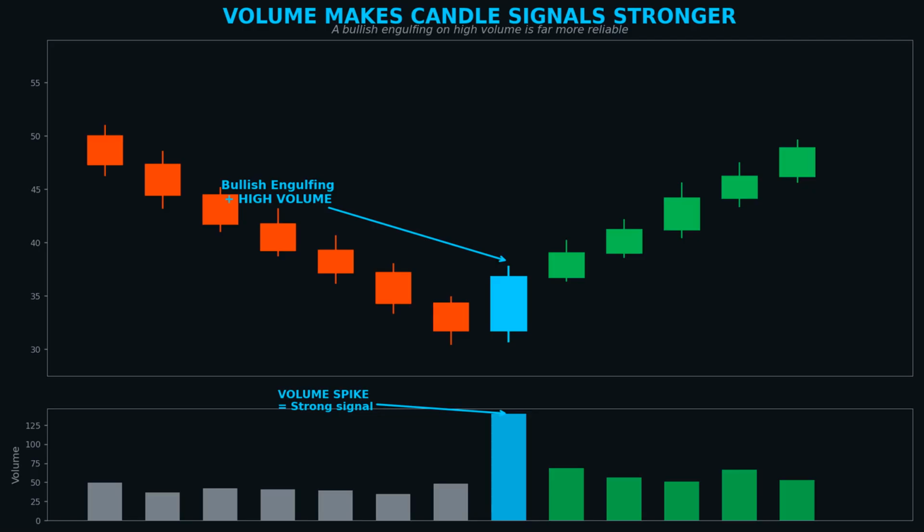If the bar is below the line, interest is low. Be cautious with any signal, breakout, or pattern that happens on below average volume. And here is a quick advanced tip.